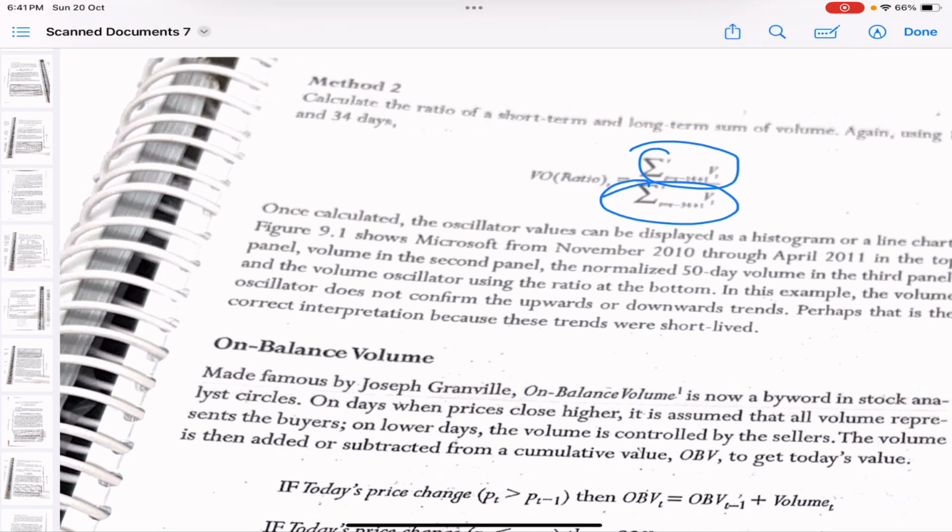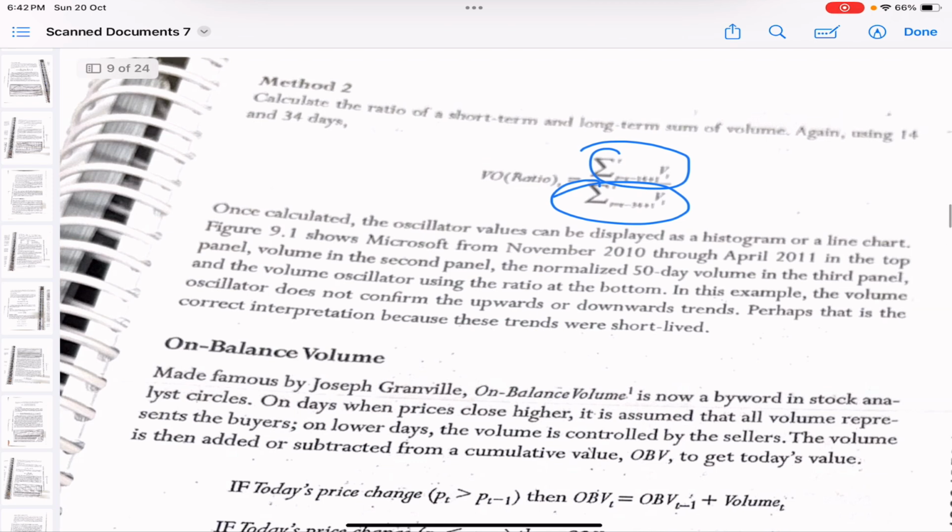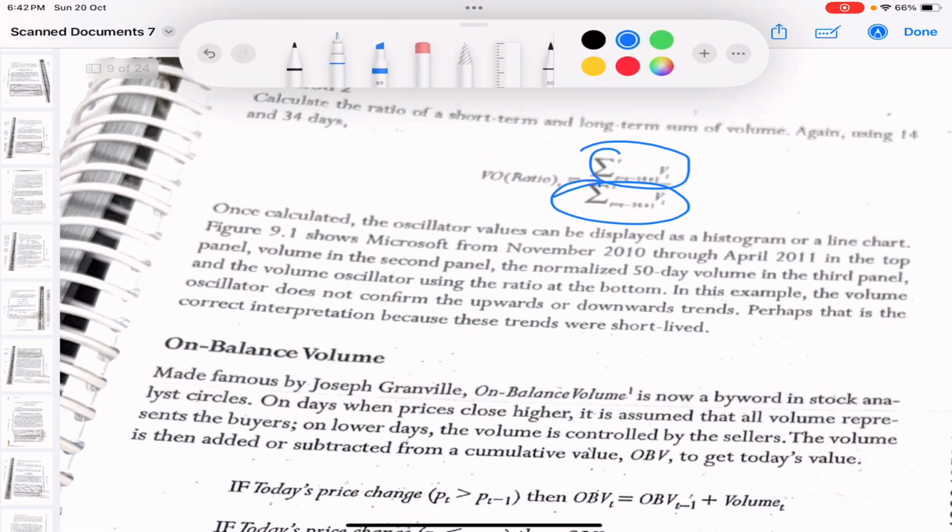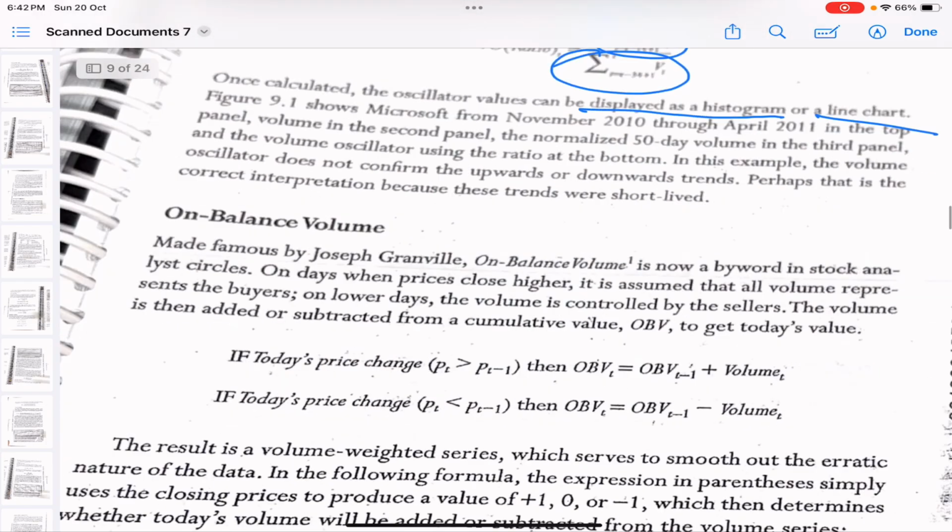The first thing you are doing is calculating the difference, and the second thing you are going to do is basically putting it down in a ratio. Once calculated, the oscillator values can be displayed as a histogram or a line chart. Line chart is what we were seeing until now. Now let's see figure 9.1.